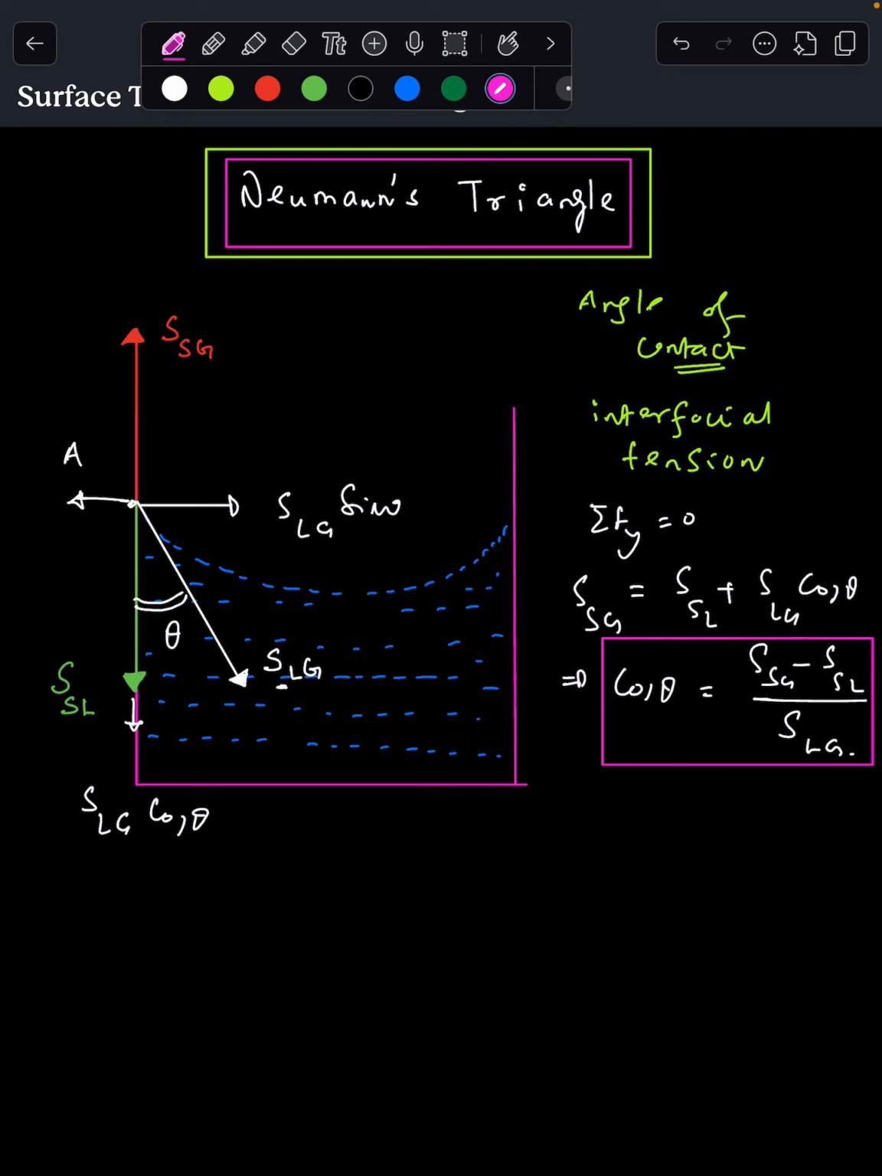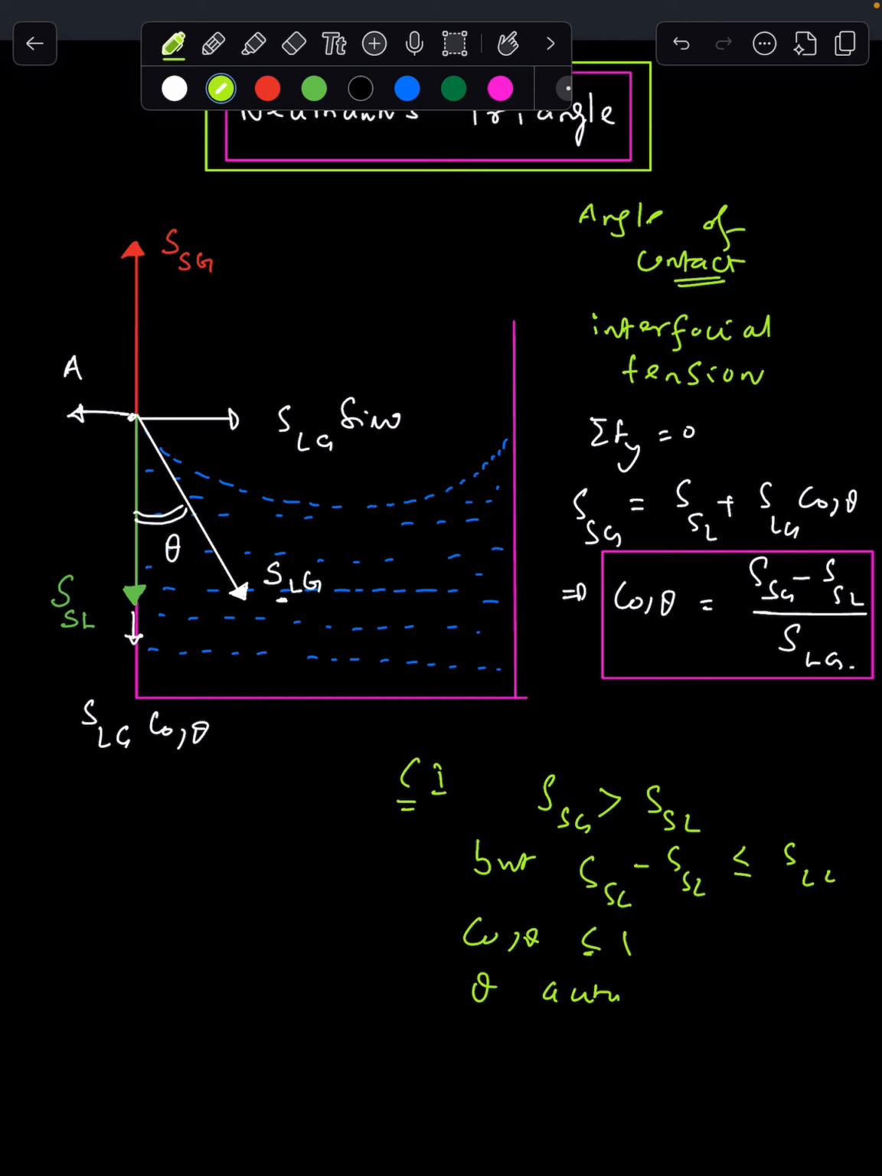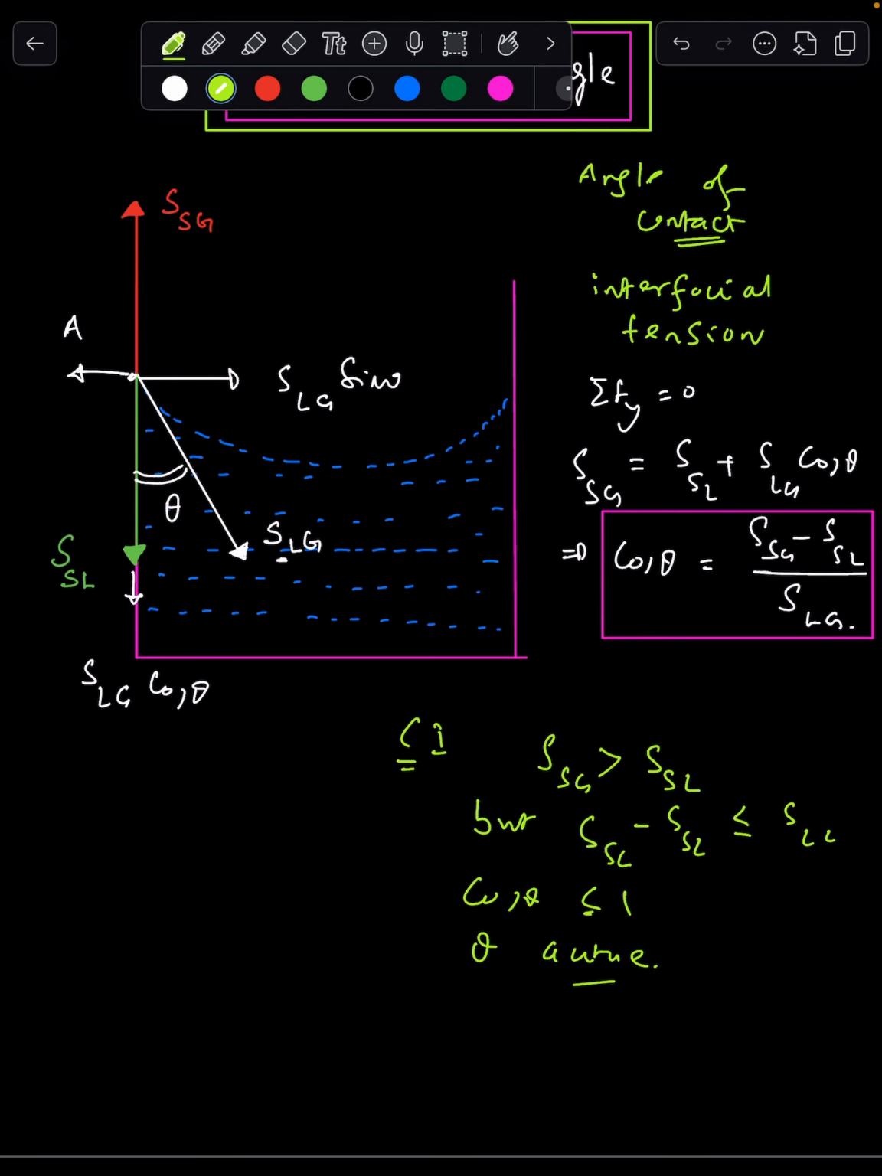Let us check. Let me discuss case 1 over here. Case 1 is that S_SG is greater than S_SL, but S_SG minus S_SL is less than or equal to S_LG. In that case, the cos theta value will be less than or equal to 1, and theta will become an acute angle, less than 90 degrees. In that case, the surface should be concave downward.